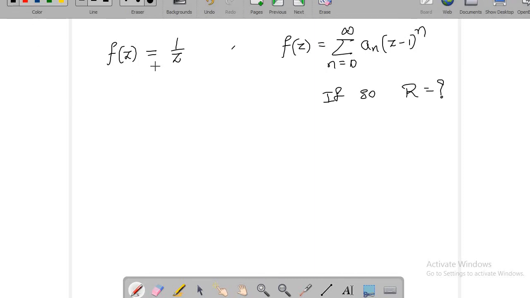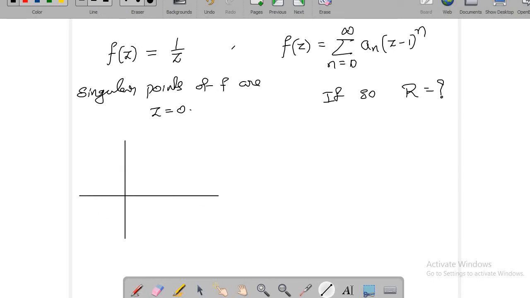Now first of all, you need to see what are the singular points of the function. Singular points of f are z equal to 0. That is the only singular point. Okay, now they are asking us to write a series expansion centered at 1. So let me look at the complex plane. This one, x-axis and then the y-axis, and then z equal to 1, which will be here, whereas the singularity, that is z equal to 0, will be here.